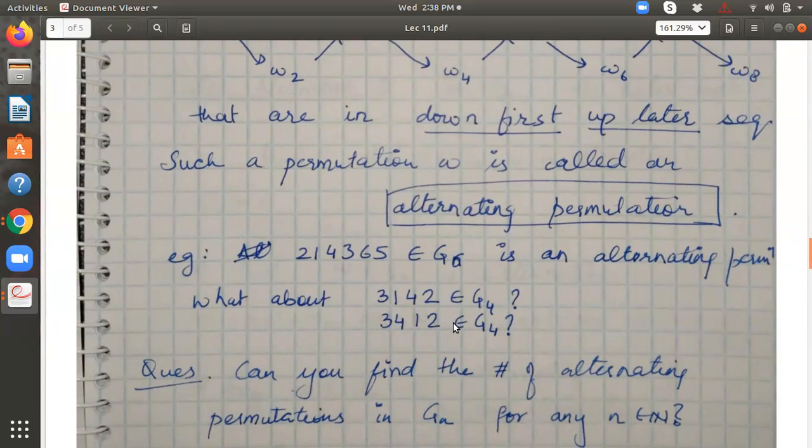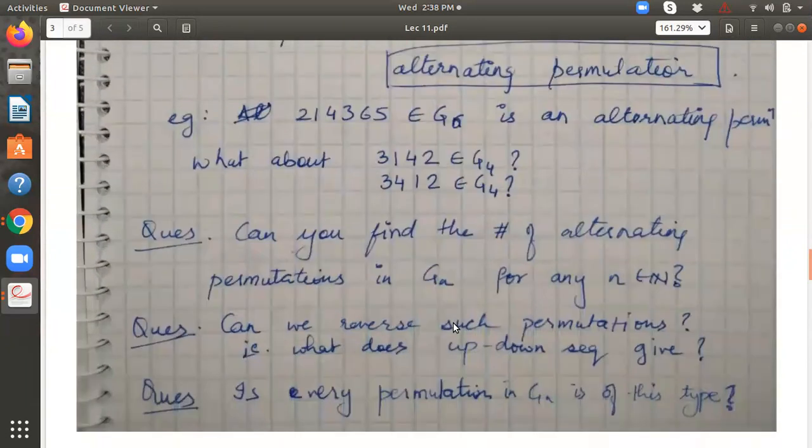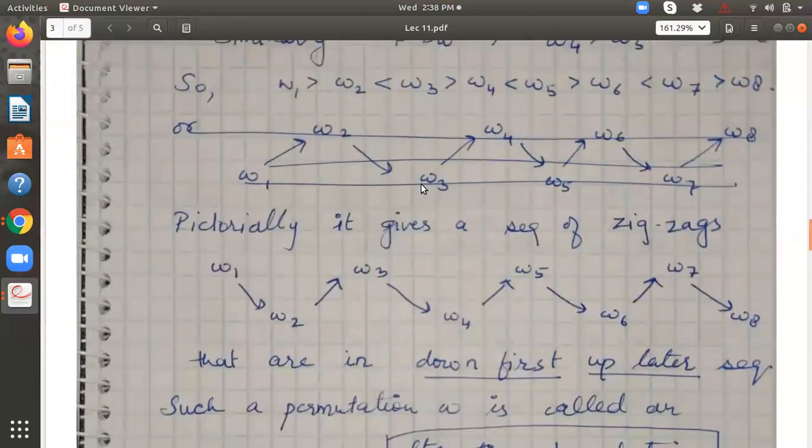What is this type? We will see in a while, but a few questions we should keep in mind are: how many alternating permutations are there in Gn? For any n, Gn is the set of permutations, but out of all these permutations, how many are alternating permutations? And given an alternating permutation, can you reverse such a permutation? Like what we said here, that this was down first, up later.